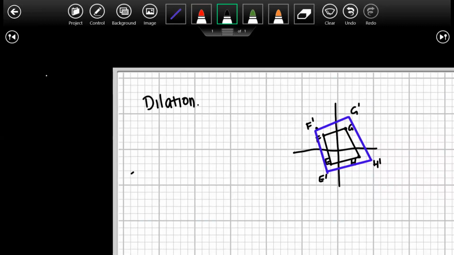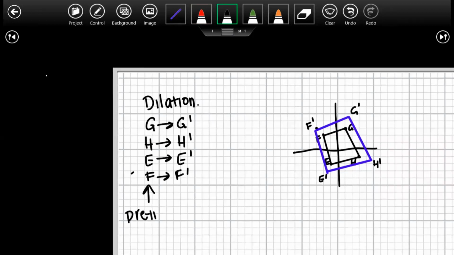And one thing that we want to be able to see here is we're always going from G to G prime, image to pre-image, H to H prime, E to E prime, F to F prime. I'm just going to explain this pre-image. This is our image. Image to pre-image.